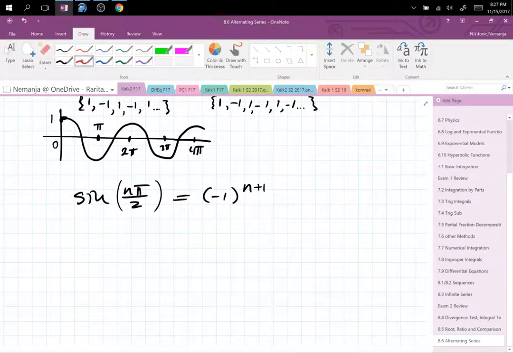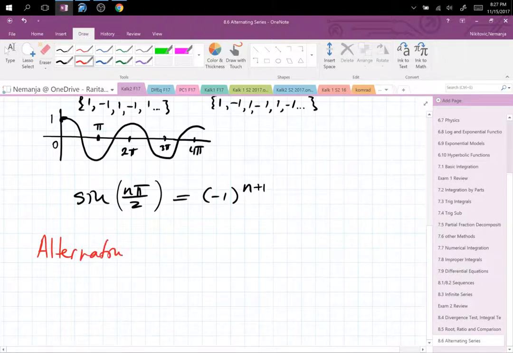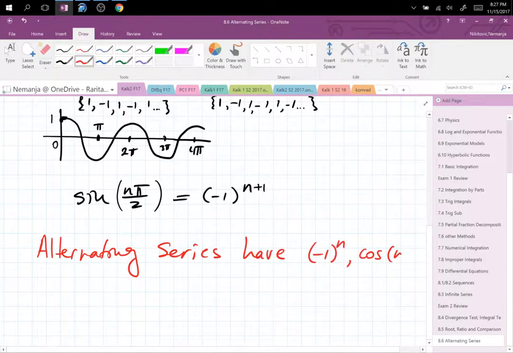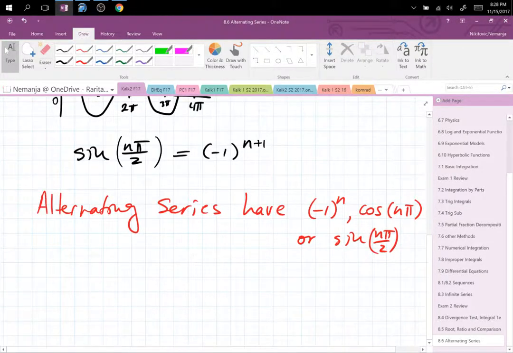So I will start this by mentioning that alternating series have -1 to the n, or cosine of n pi, or sine of n pi over 2. I'm going to do a better job writing this. N pi over 2. There we go. So those are the alternating pieces.